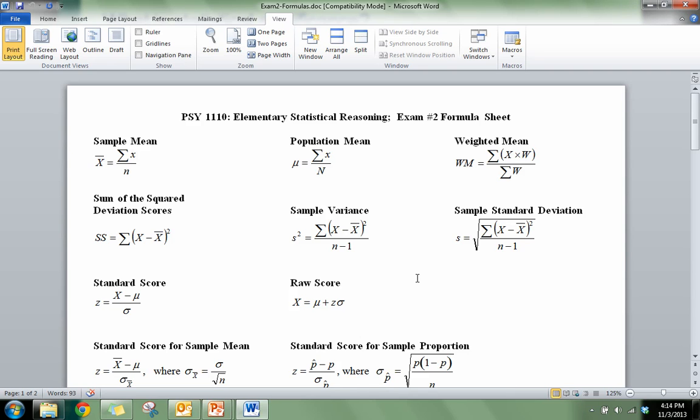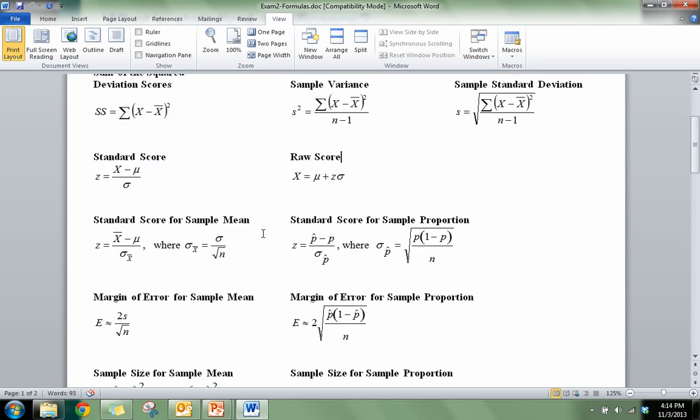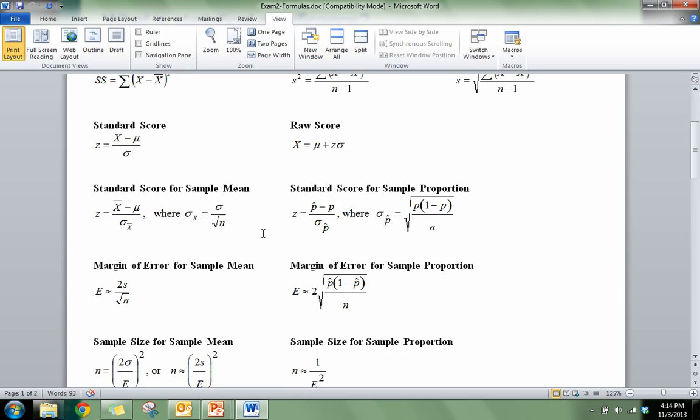Hi everybody. I want to make sure that you had some tips for studying for exam 2. First thing you want to do is make sure you familiarize yourself with the formula sheet. The first couple rows have formulas from the first exam. The remaining formulas cover everything since the first exam, and that's what we'll focus on for exam 2. So for example, we have z-scores.